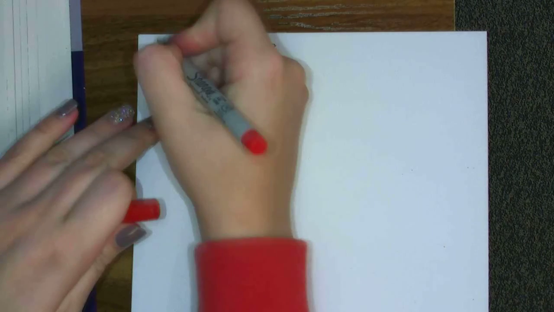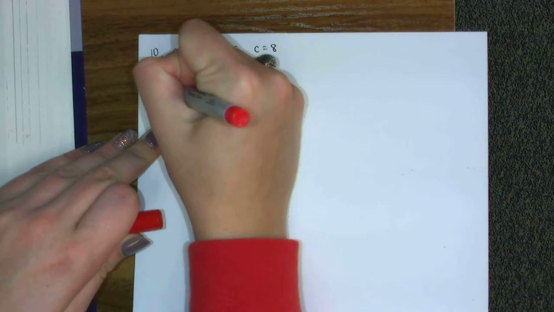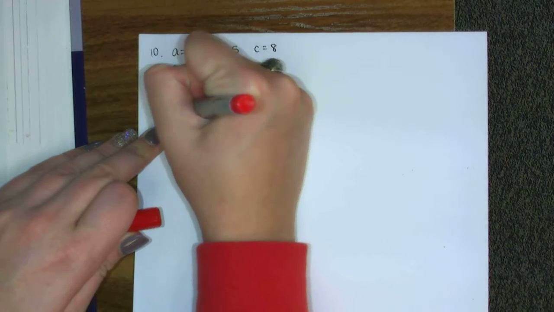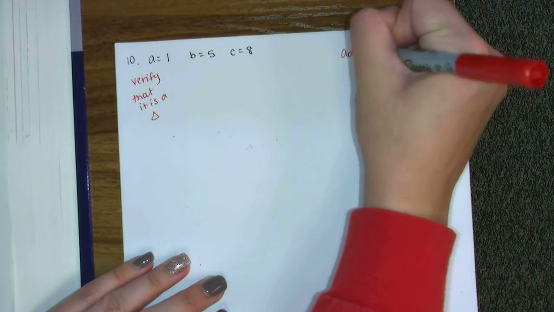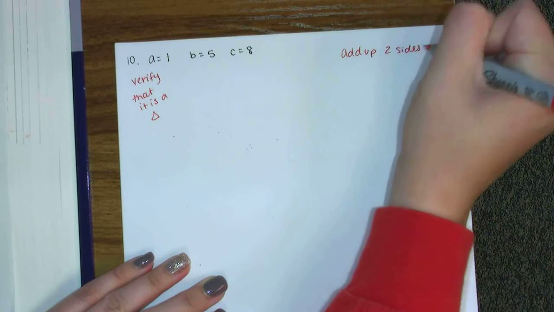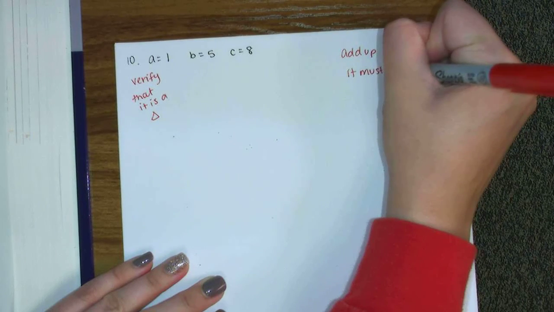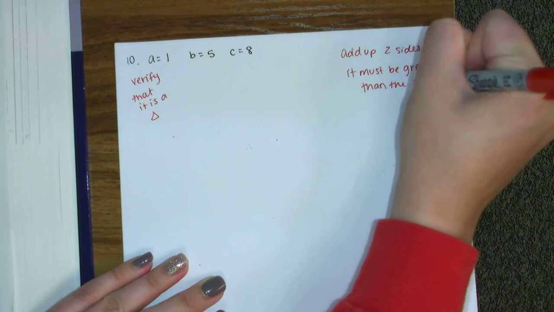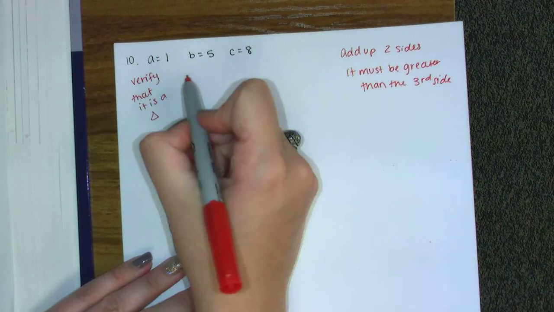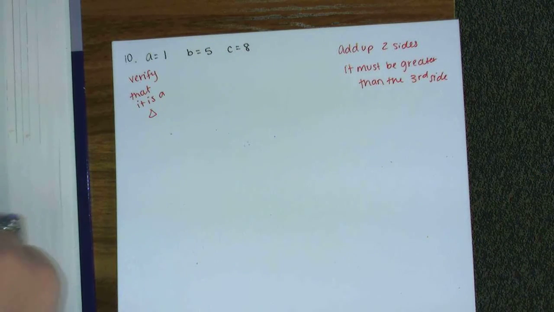So the first thing I need to do with this one, with the sides, is verify that this even makes a triangle. Remember, for it to be a triangle, when you add up two sides, it must be greater than the third side. With this one, earlier I said greater than or equal to. It is just greater than.